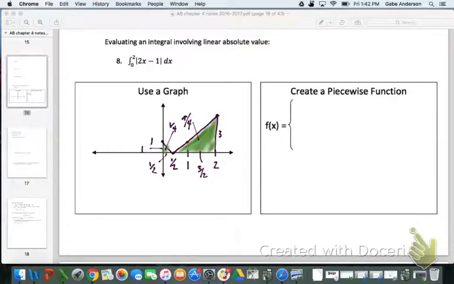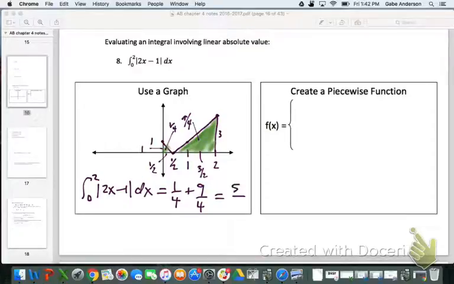If we understand how area works with definite integrals, I could then immediately say the integral from 0 to 2 of absolute value of 2x minus 1 dx equals 1/4 plus 9/4, which is 10/4, which is really 5/2, 2.5, whatever. And that would be it. So let me encourage you to use that method when you're dealing with a piecewise linear absolute value. It's definitely the way to go. Much, much easier just doing a couple of triangular areas or rectangular areas or whatever they are and adding up the areas and you're good.